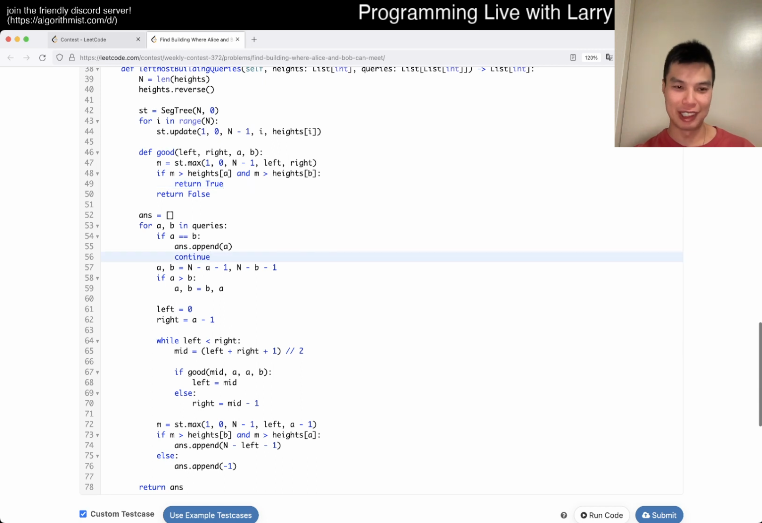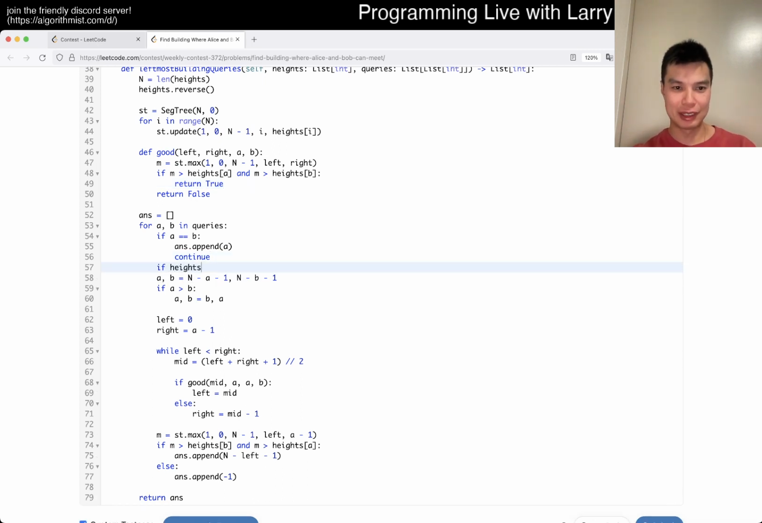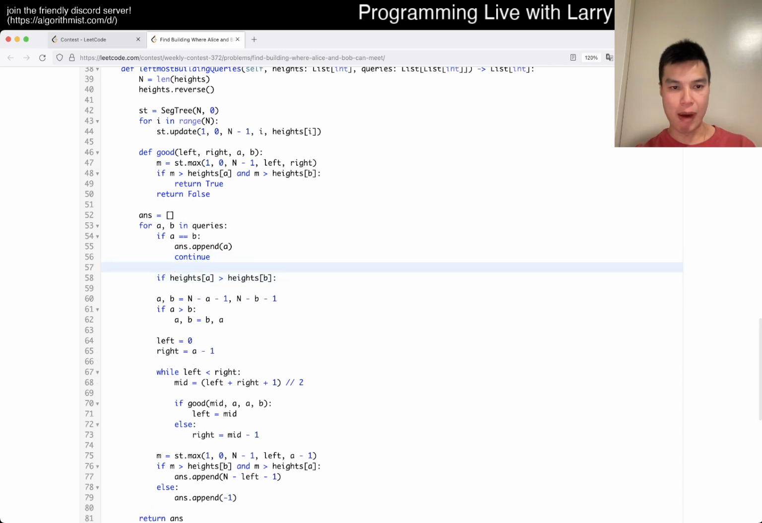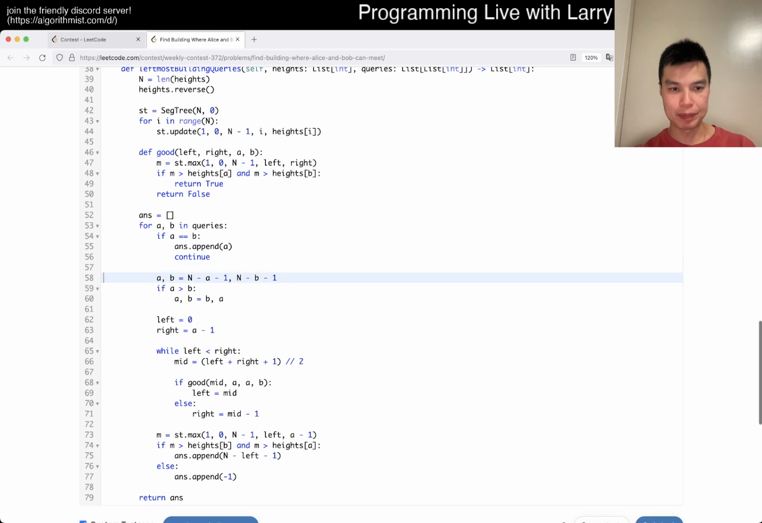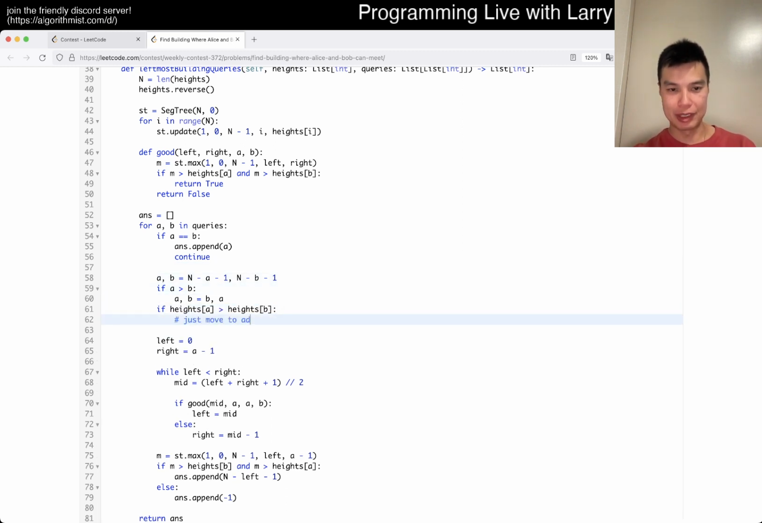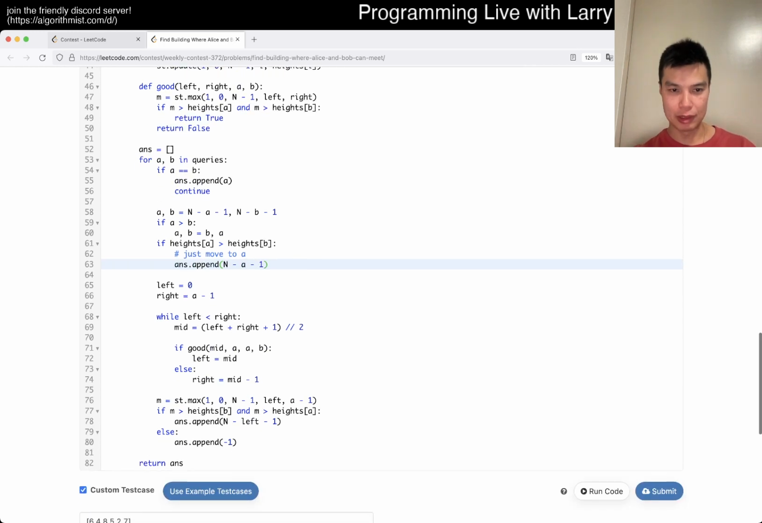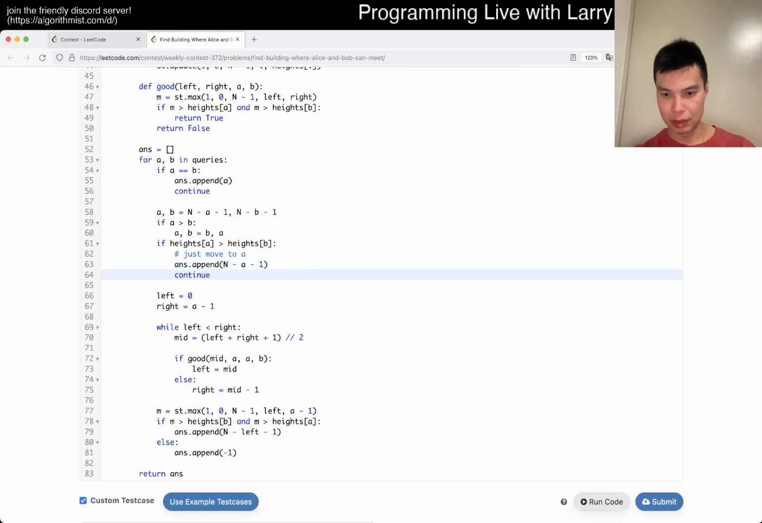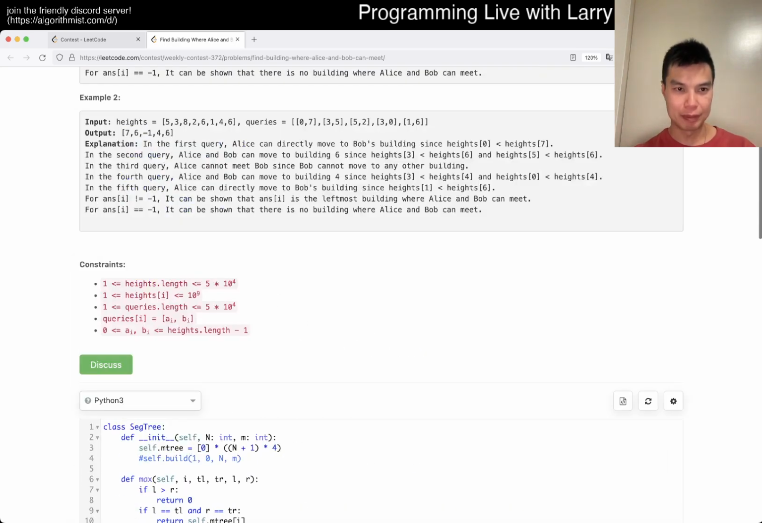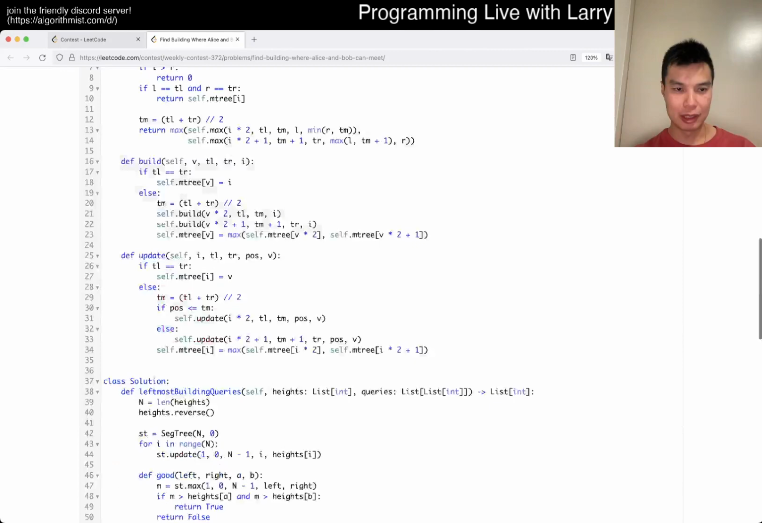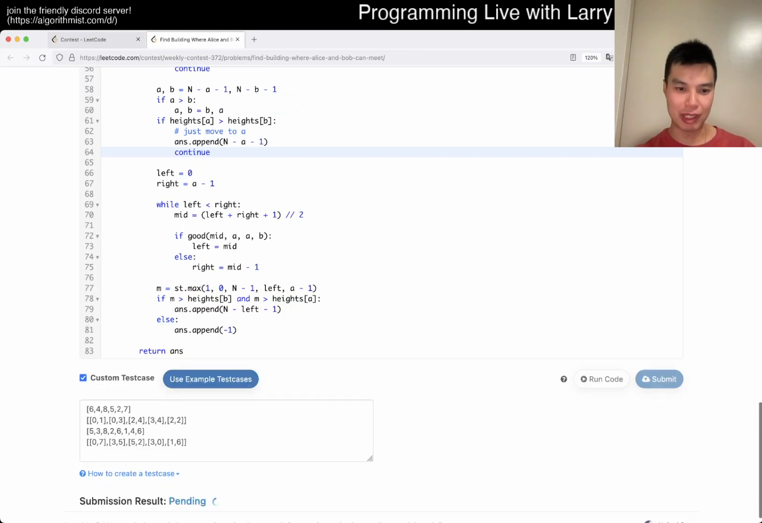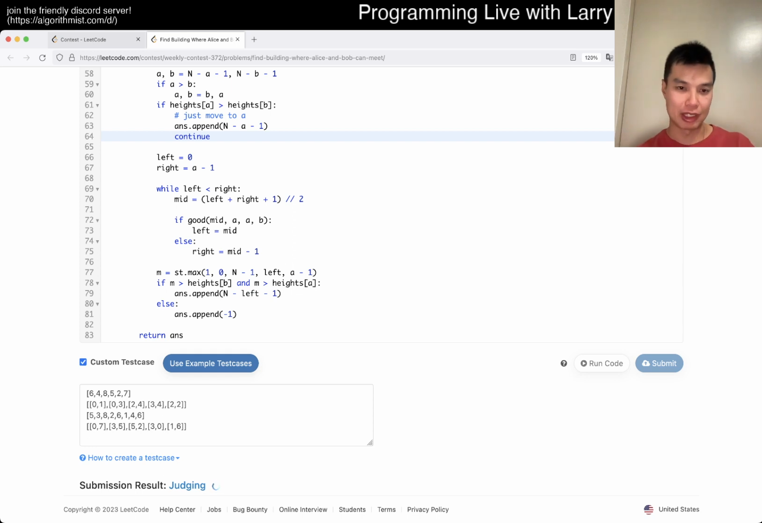We just now have to do another thing: if the height of A is greater than the height of B, just move to A. Right, so n's not append n minus A minus 1. I'm still worried about the timing though. All right, so this is going to be right. I could stress test it, but if it fails anyway, or if it times out even.